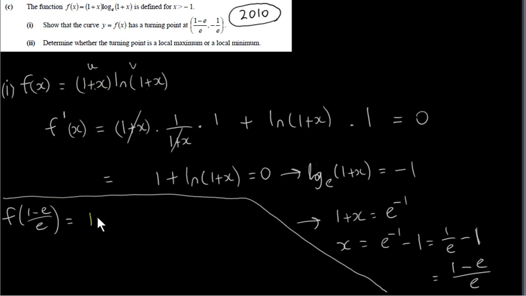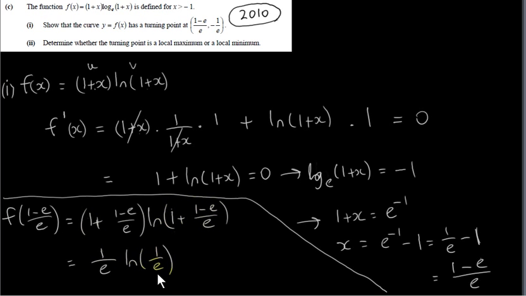So we plug in (1 minus e) over e for x, and we need to evaluate this. Let's see now, 1 is just e over e. So we've e over e plus (1 minus e) over e. So we've e plus 1 minus e. That gives us 1 over e. So this here breaks down to 1 over e. Then we have ln of (e over e plus (1 minus e) over e). e plus 1 minus e is 1. So we get 1 over e times ln of 1 over e.